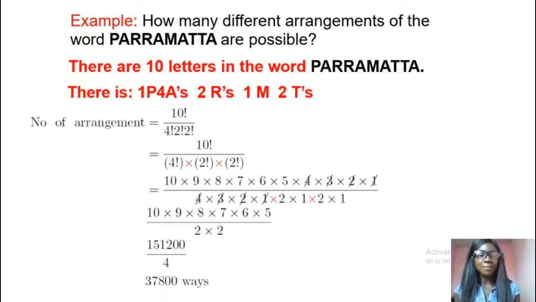So let's see our answer. We have 10 factorial, which is the total number of letters, divided by 4 factorial, because we have 4 A's. We have 2 factorial coming from the 2 R's and another 2 factorial coming from the 2 T's. If you do this very well, you cancel out, and we're going to be left with 37,800 ways.